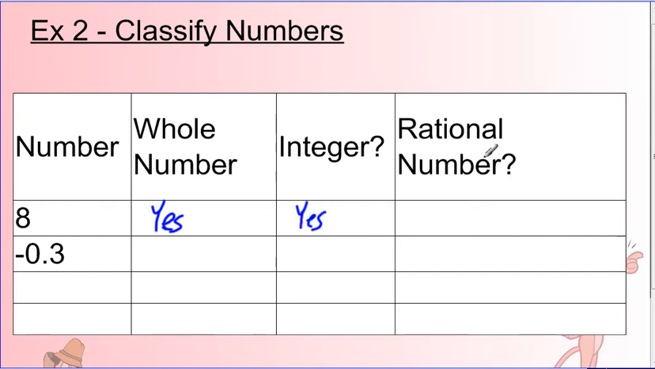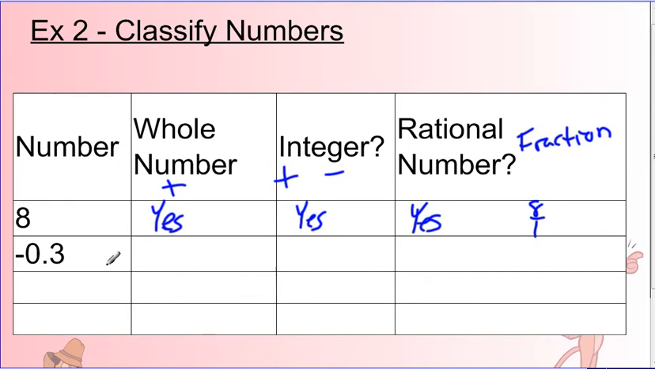Is it a rational number? Now, this number we didn't talk about yet. A rational number is any number you can write as a fraction. Could you write 8 as a fraction? The answer is yes. 8 over 1. Now it's a fraction. So rational numbers are fractions. Integers are positives and negatives. And whole numbers are just positives. And these are both without fractions or decimals.